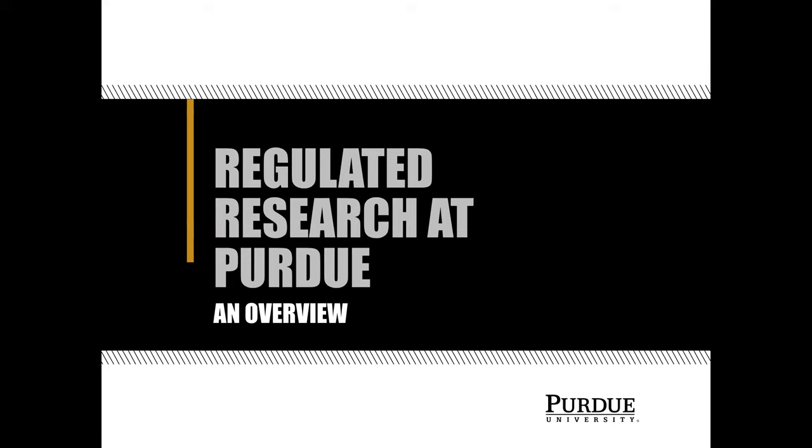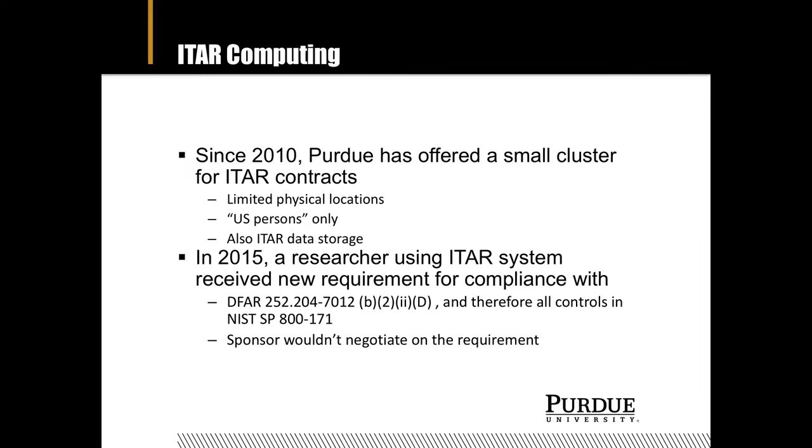In a general sense, we'll talk about regulated research at Purdue. In support of ITAR, we've operated a small enclave cluster for ITAR contracts. It's just been a small version of one of our normal high-performance computing systems. It's in a very small, limited physical location with access only to US persons. It provides data storage for ITAR projects that people can only get to with SSH keys and from known locations, and all those normal things for supporting ITAR.